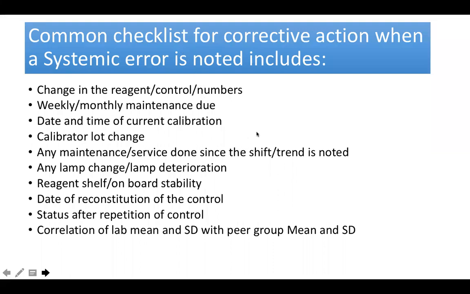Then that means there is deterioration, though it will not affect your single test result. It will affect all your results. Or weekly or monthly maintenance is due, something has happened, suppose some little clot in the tube, and it is slightly affecting all your results. You are getting results all on one side of the mean, something like that.